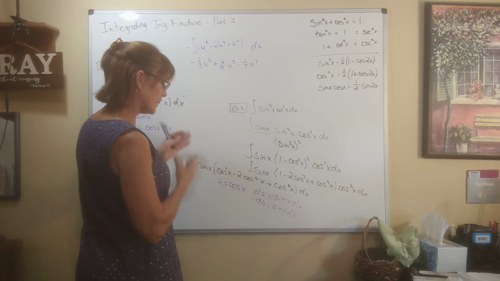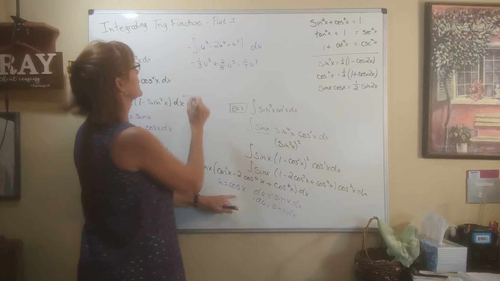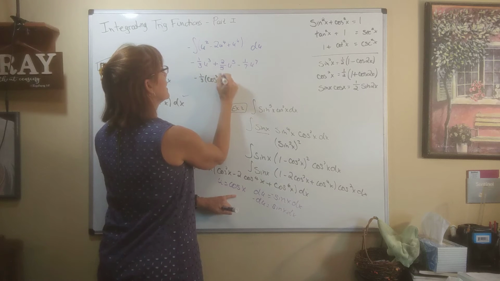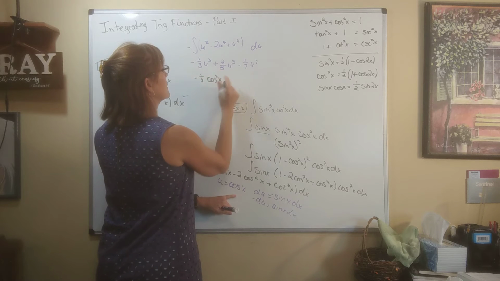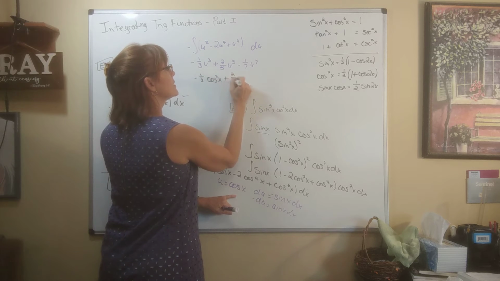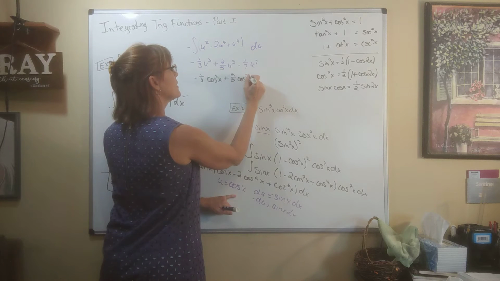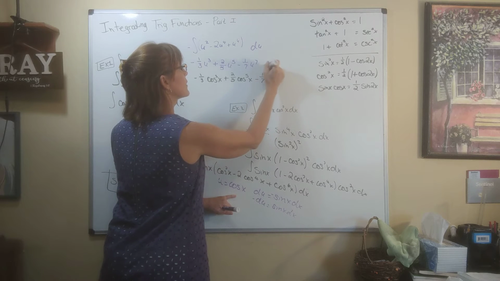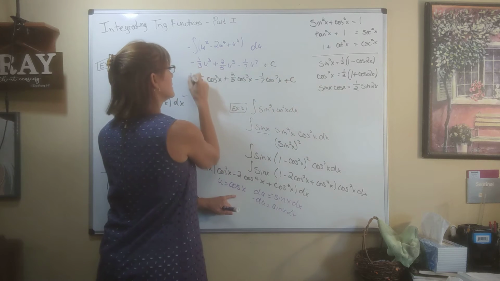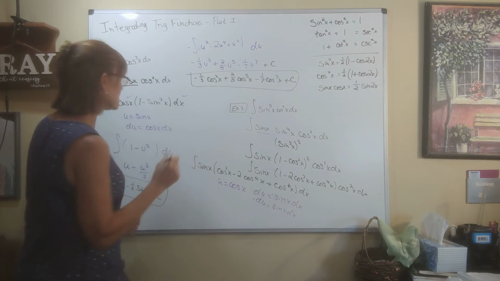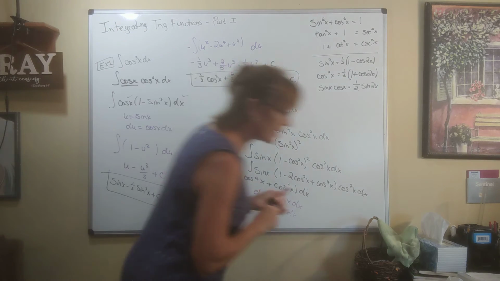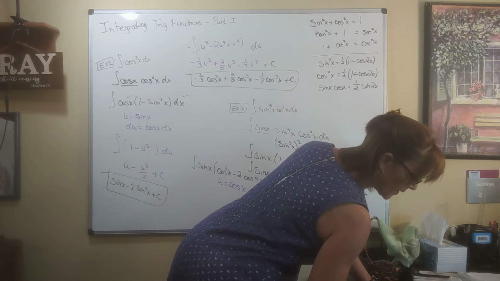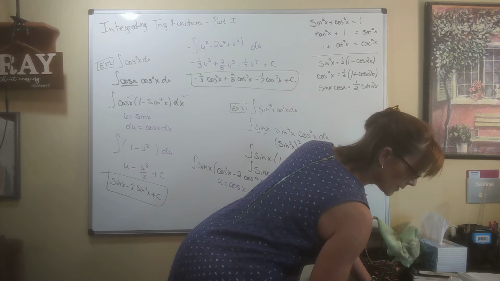So where did I make my substitution? u is equal to cosine. So this is negative 1/3 cosine cubed x plus 2/5 cosine to the fifth x minus 1/7 cosine to the seventh x. I forgot my constant, plus a constant. That is what we get. Let me check and make sure I'm happy with my answer. Negative 1/3 cosine cubed plus 2/5 cosine to the fifth minus 1/7 cosine seventh. Yep, that's a good one.